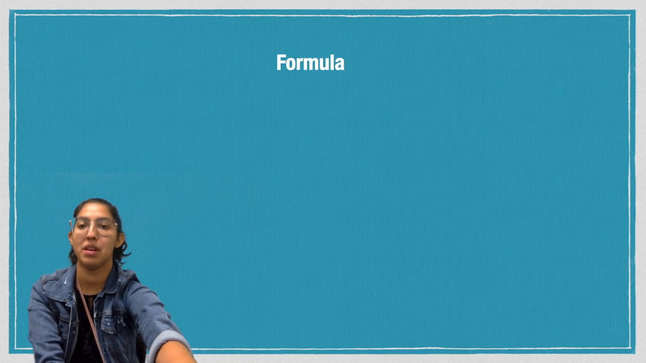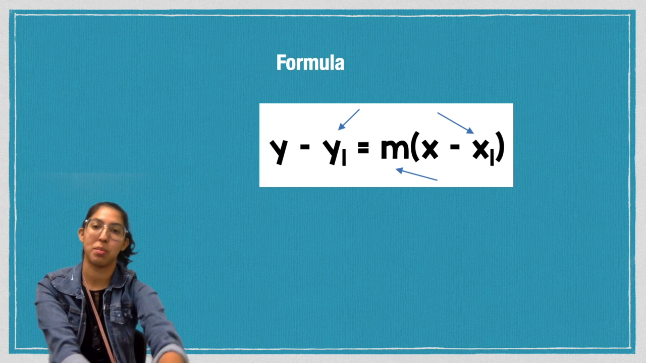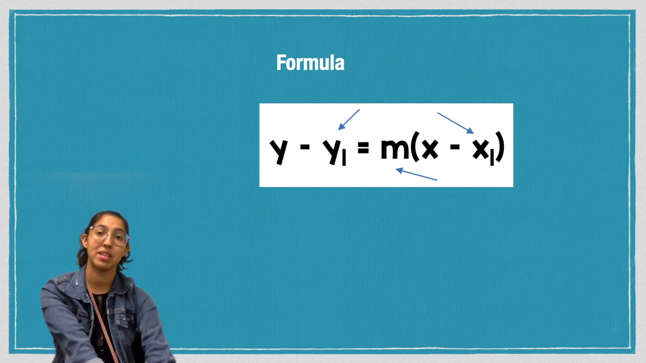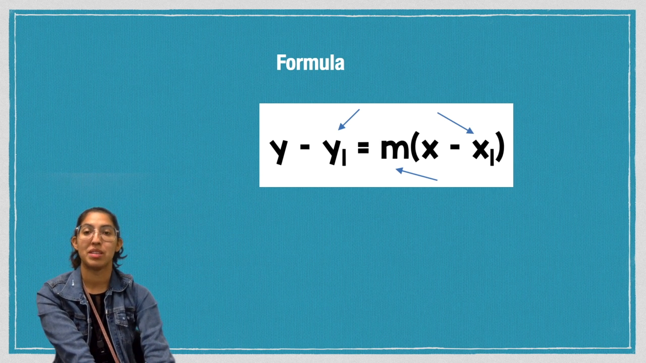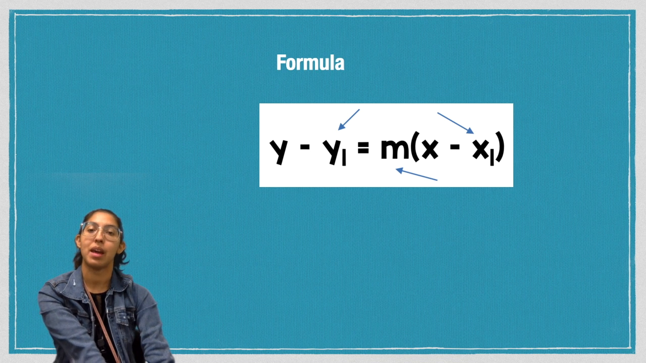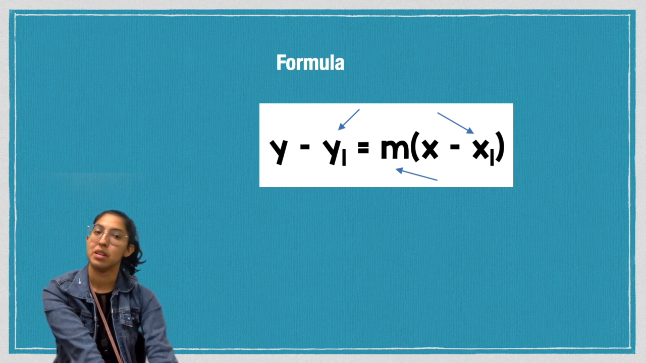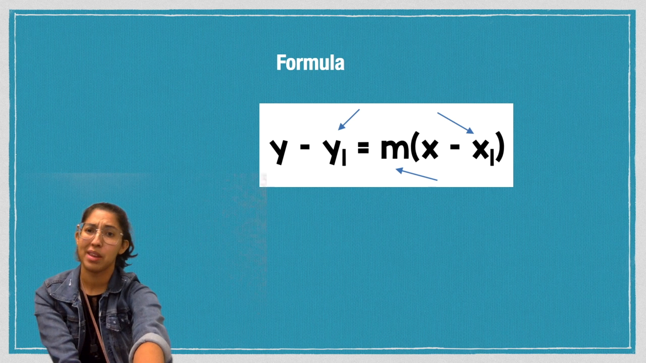So here we go. First thing we need is our formula. This is not something you have to memorize. This will be on your formula chart. So it says y minus y1 equals m(x minus x1). So we need to figure out what all that means.